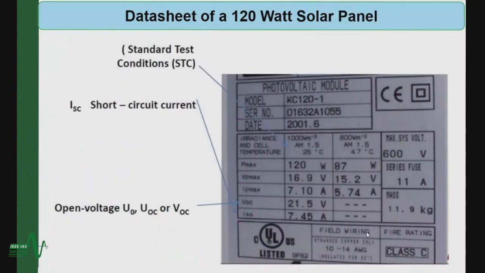Okay. And then, whenever you are going to do the calculation by mathematical analysis, you have to consider the real photovoltaic module data sheet. What we actually need is the standard test condition, STC. STC defines 25 degrees Celsius and solar irradiance of 1000 watt per meter square. The ISC, the short circuit current, is also important. Here, as you can see, it is 7.45 ampere, and the open circuit voltage is also important, it is 21.5 volt. And if you operate this solar system in the maximum power point tracking system, the maximum voltage will be 16.9 volt, and the current will be 7.10 ampere.